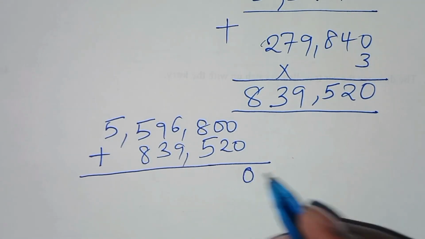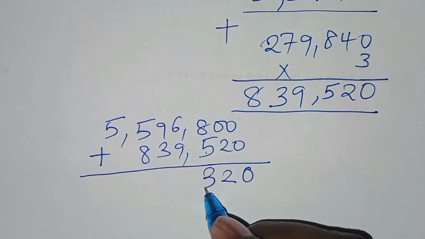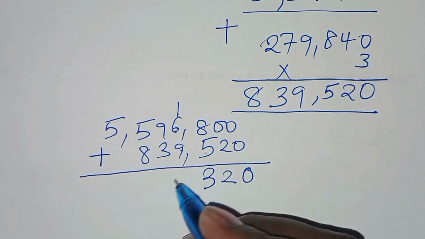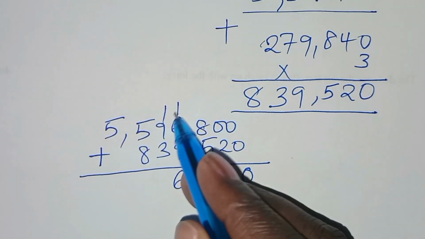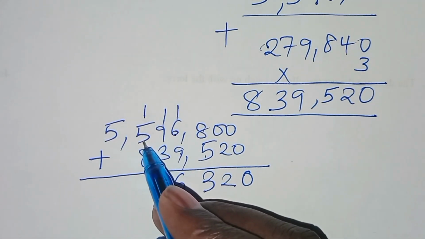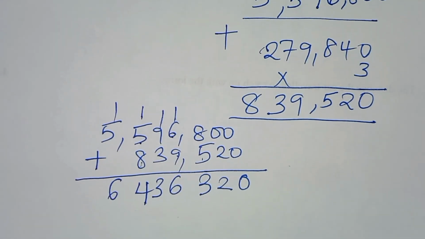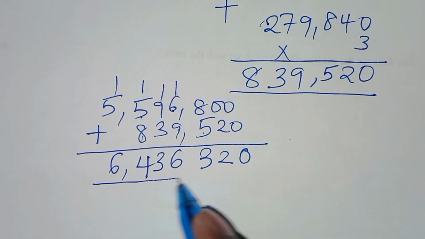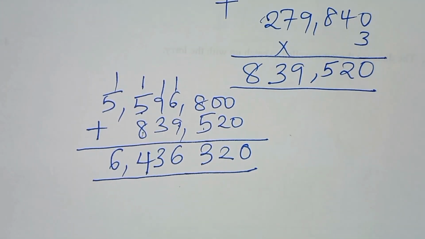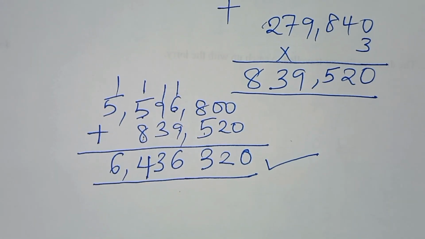So this is 0, 0 plus 2, this is 2. 8 plus 5, this is 13, 3 carry 1. So we have 9 plus 6, this is 15, plus 1, 16, carry 1. So 9, 10, this is 13, 3 carry 1. So here we have 8 plus 5, this is 13, plus 1, 14, carry 1 again here. So this is 6. So we have 6,436,320. Okay, and this is the solution to this problem.